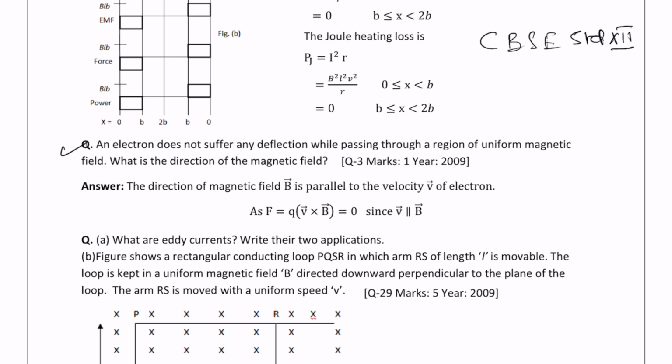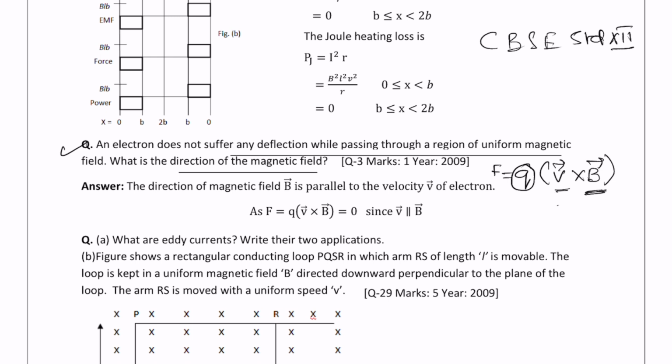An electron does not suffer deflection while passing through a region of uniform magnetic field. So what should be the direction of the magnetic field? The force experienced by a charged particle, suppose Q is the charge, V is the velocity, B is the induction vector of the magnetic field, then this is the force experienced by the charged particle, where Q is the charge of the electron. Now what should be the direction of the magnetic field? So this is a cross product of velocity and magnetic induction vector.